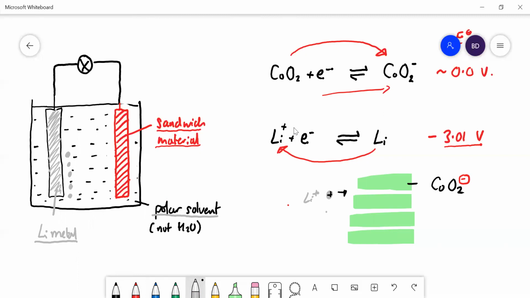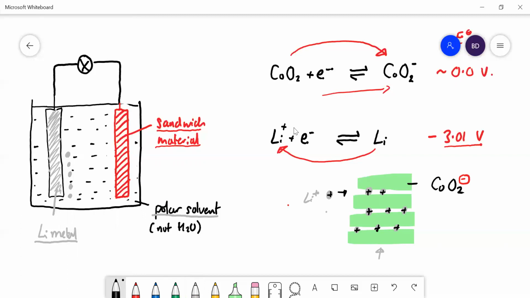When the battery is fully charged, it will be like this with no lithium ions in there at all. And once it starts being used up, you'll get lithium ions moving in there as this becomes negatively charged. Okay, so there's a load of lithium ions in there. That's why it's called the sandwich material, because you get layers with gaps for the lithium ions to move into.